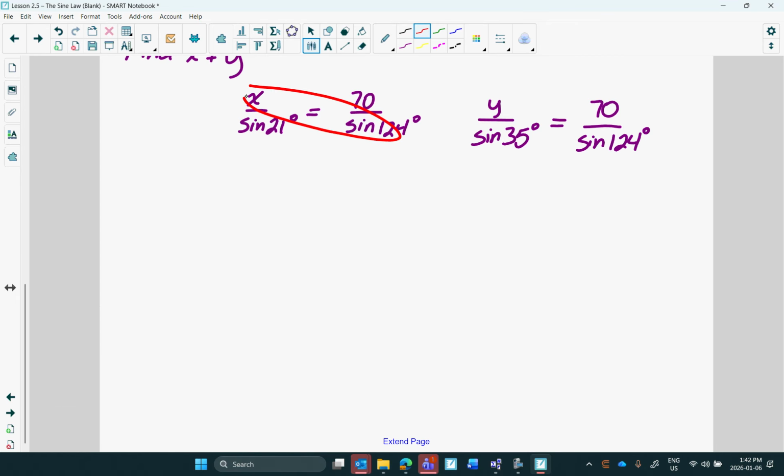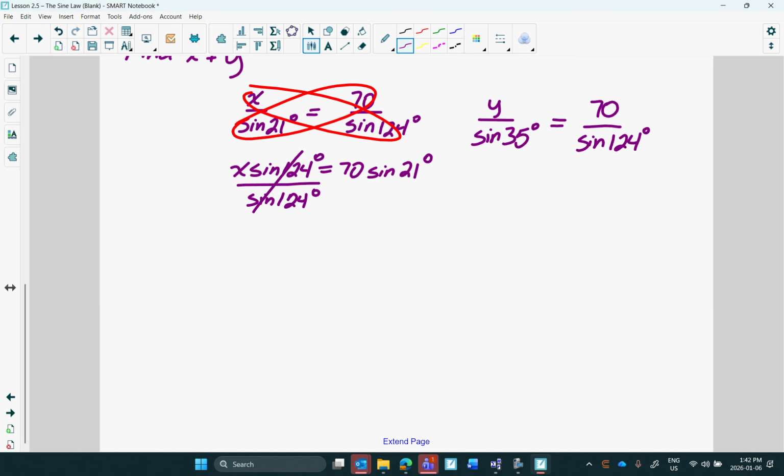So cross multiply to clear out the fractions. X times sine 124 is equal to 70 times the sine of 21. Divide both sides by sine 124. Do that on my calculator and I will get approximately 30.3 kilometers.